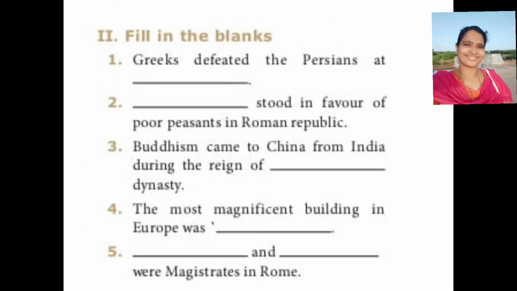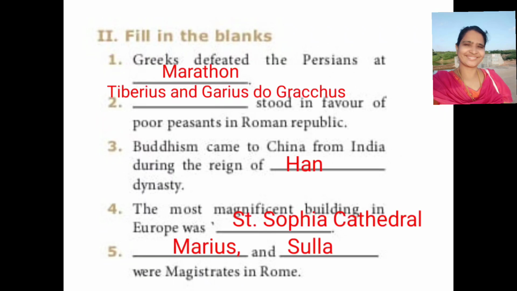Moving on to option 2, fill in the blanks. Greeks defeated the Persians at Dash. So, where did Greeks defeat them? Marathon. Second one, Dash stood in favor of poor peasants in Roman Republic. Tiberius Gracchus and Gaius Gracchus stood in favor of the poor peasants in Roman Republic.